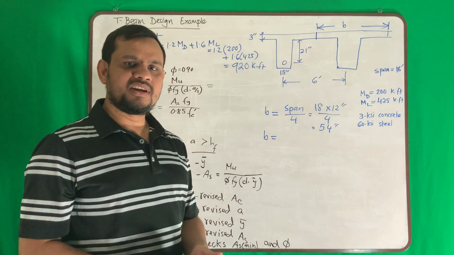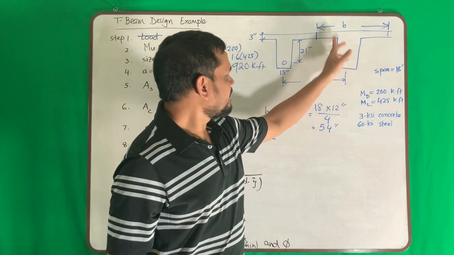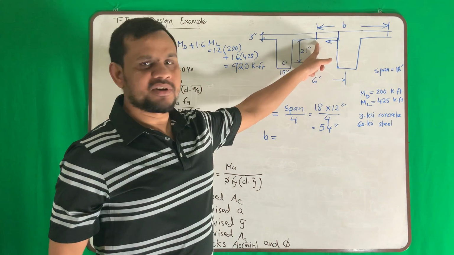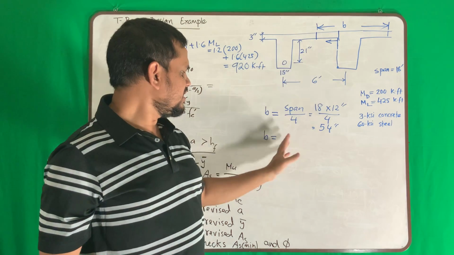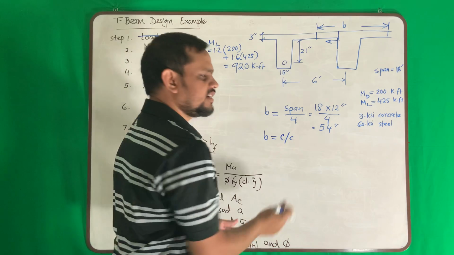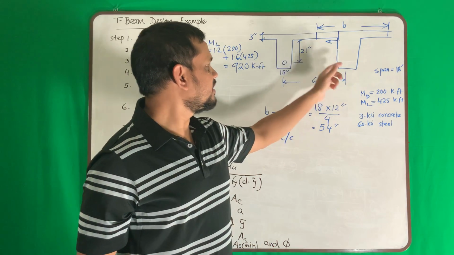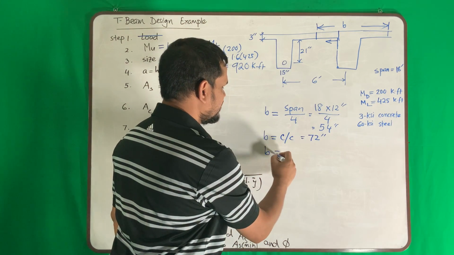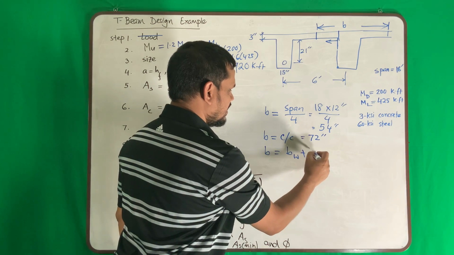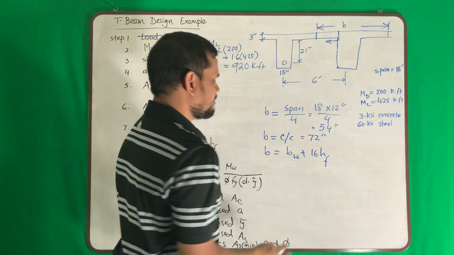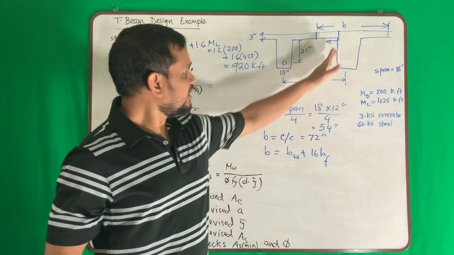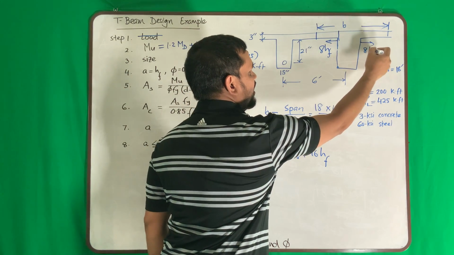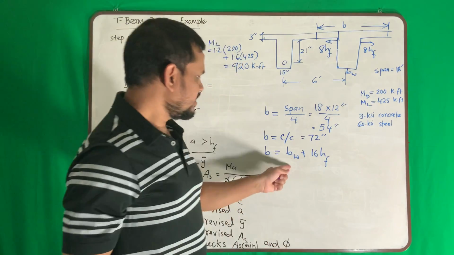The other condition is that B cannot exceed the center to center distance. In your book they explained it as: from here to here it cannot go beyond 50%, it cannot go past the middle of this. So the meaning is simply the center to center distance between these two T-beams. That is 6 feet, so 72 inch. The other condition is BW plus 16 hf. That means B cannot exceed, on both sides, more than 8 hf, this side also 8 hf, plus this BW. So it cannot exceed this.